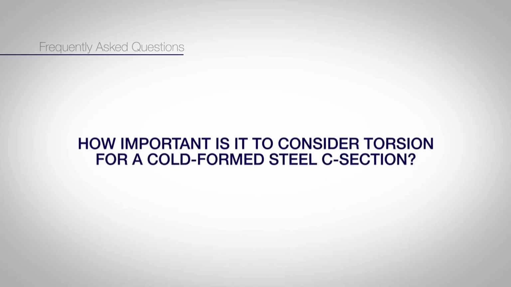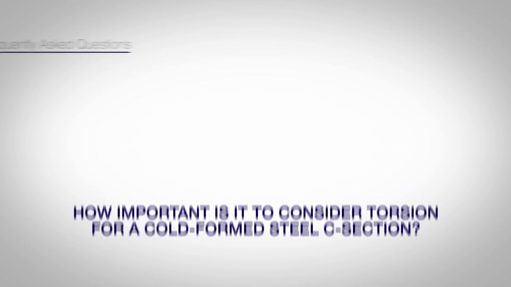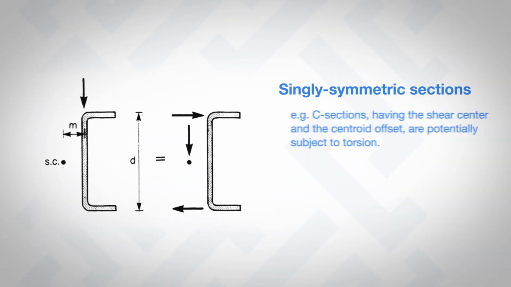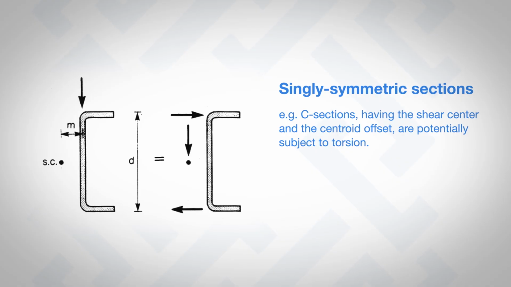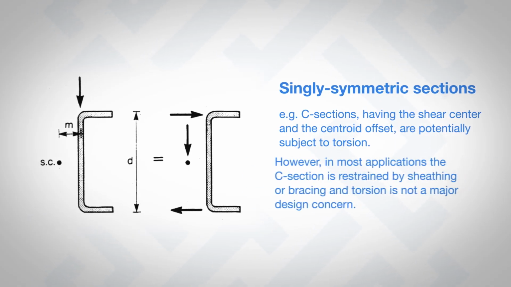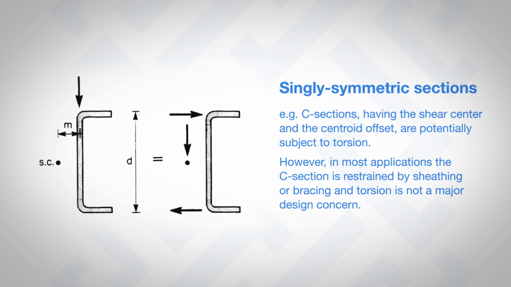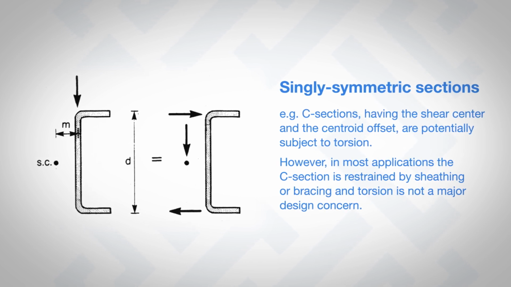How important is it to consider torsion for a cold-formed steel C-section? Singly symmetric sections, for example C-sections, having the shear center and the centroid offset, are potentially subject to torsion. However, in most applications, the C-section is restrained by sheathing or bracing, and torsion is not a major design concern.